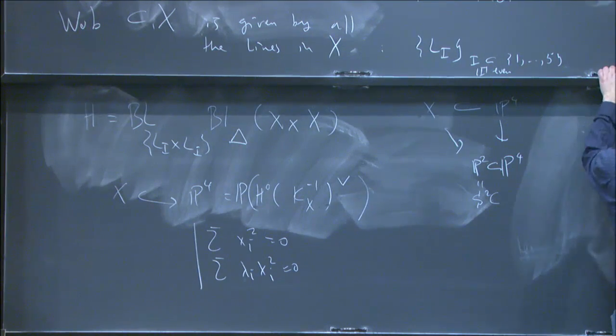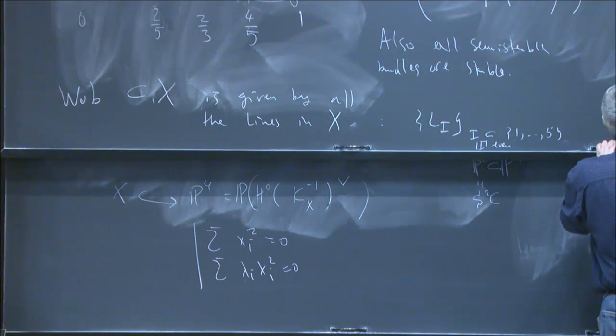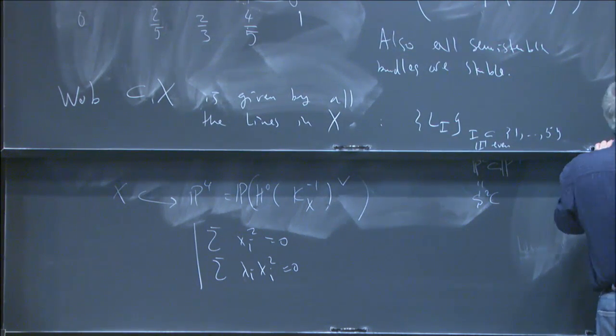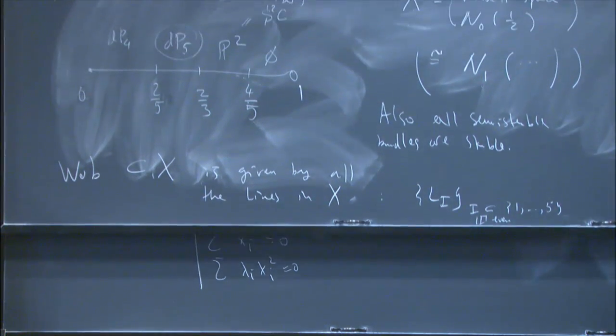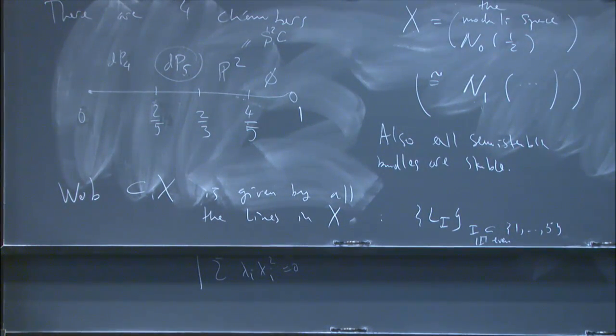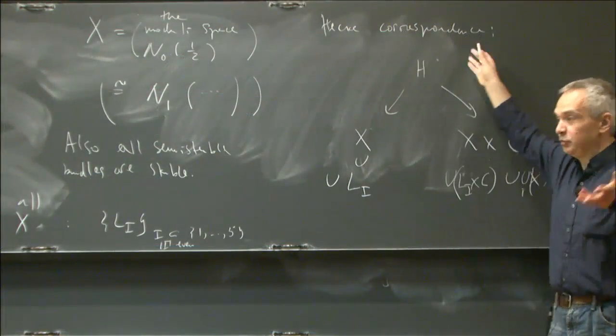So there is a parabolic divisor here, which, remember, was the wobbly divisor, so it's the union of the lines. There is a parabolic divisor here, which is the union of the lines cross C, union with X cross the 5 points. And the preimages of those give you, again, a normal crossings divisor here. So you've accidentally blown up enough.